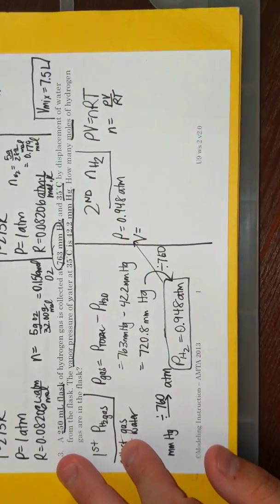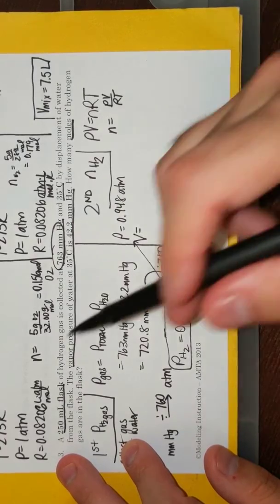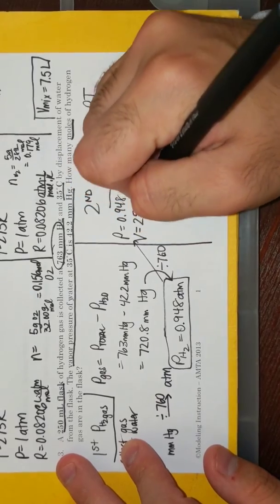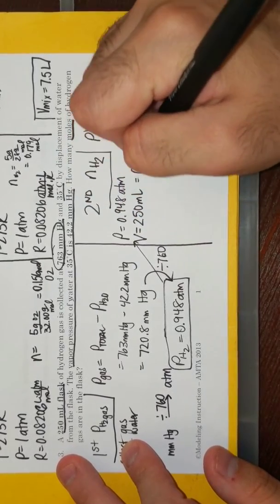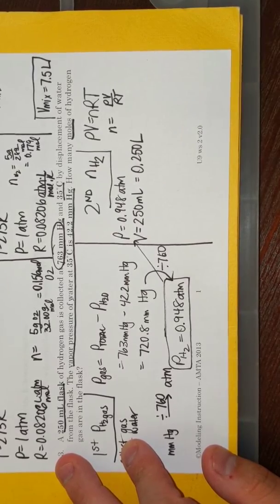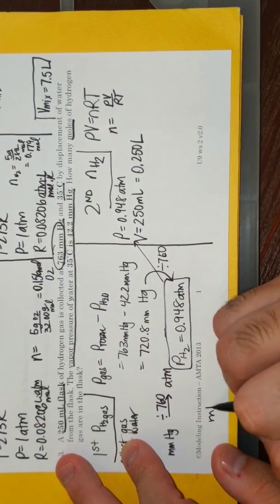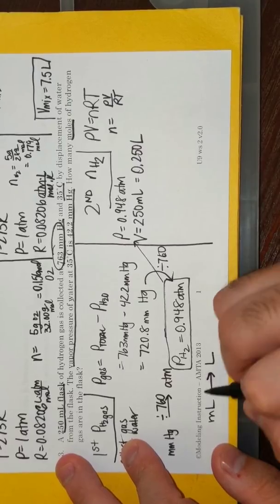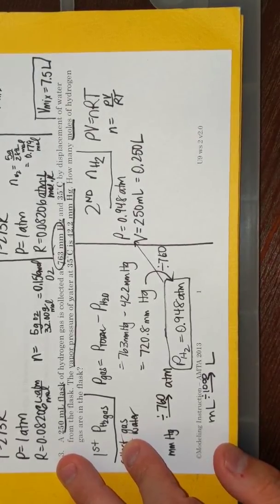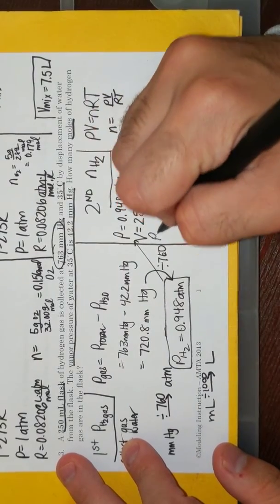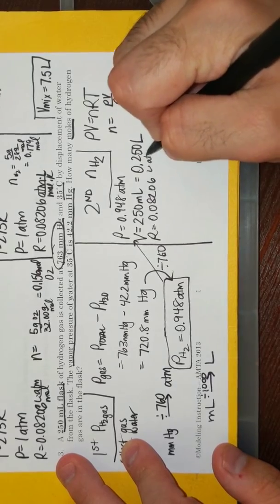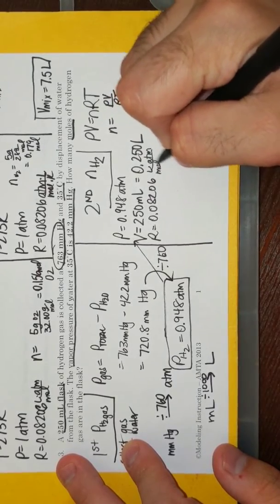The volume in which I collected all of this in is 250 milliliters of the flask, which is equal to 0.25 liters. My volume needs to be in liters. To go from milliliters to liters, you divide by 1,000. So just to remind you about that. R, of course, is 0.08206 liters times atmospheres per mole Kelvin.